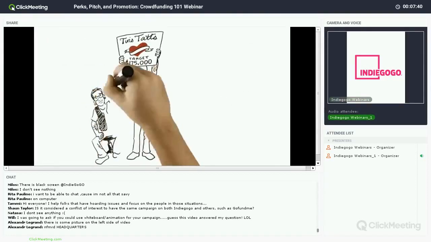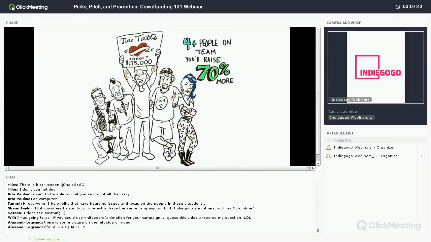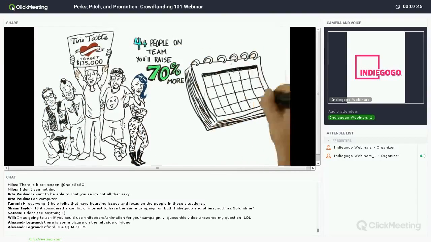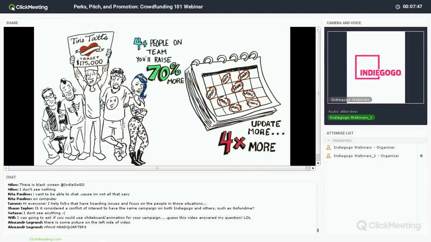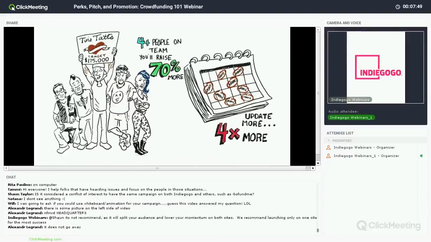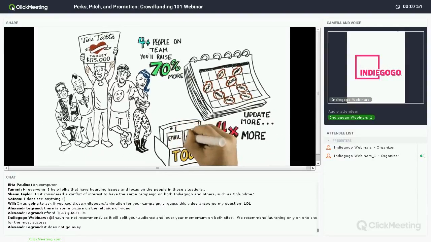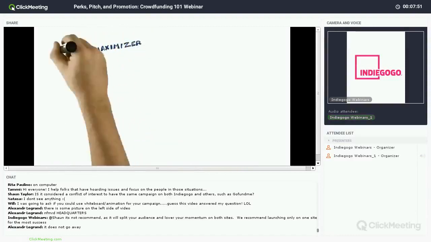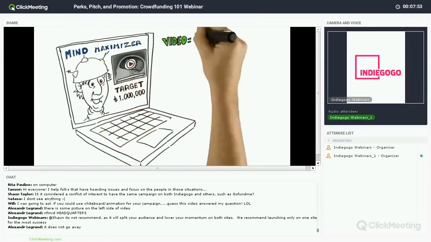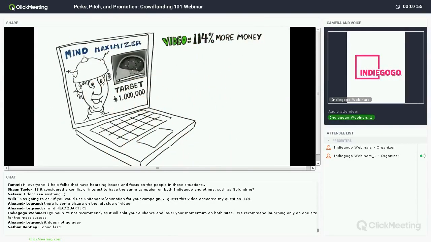We know if you have 4 more people on your team, you'll raise 70% more money than if you have 1 person. If you do an update every 5 days or less, you'll raise 4 times more money than if you do an update every 20 days or more. We know that email is your number 1 tool for raising money, Facebook is number 2, and Twitter is number 3. We know if you have a video as part of your campaign, you'll raise 114% more money than if you don't have a video.